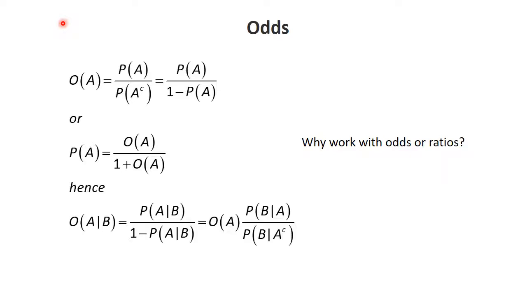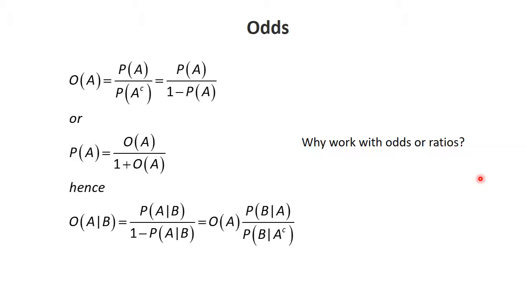We can also write conditional odds by looking at conditional probabilities. So why work with odds or ratios? Well, that's been shown before, that some of the calculations become much easier. And we're also not dealing with the issue that probability is between 0 and 1. So now we have something that's between 0 and infinity.